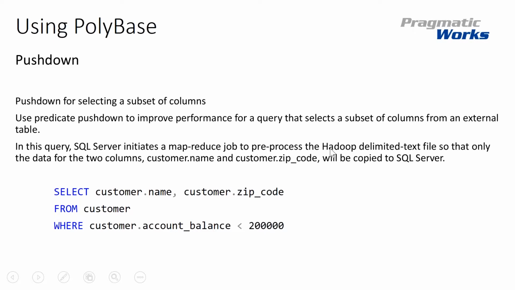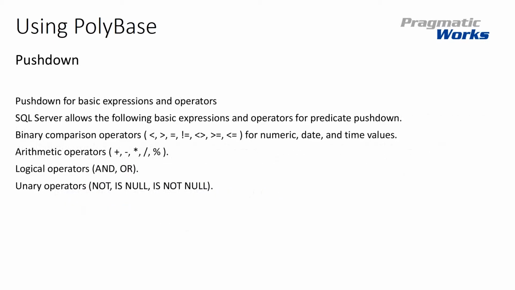So this will initiate a map reduce job and push that down to Hadoop. So you can use all of these expressions. You can use less than, greater than, equal to, not equal to. You can use math, and you can use logical and unary operators as well. Is null, is not null. So it follows the T-SQL syntax very closely.